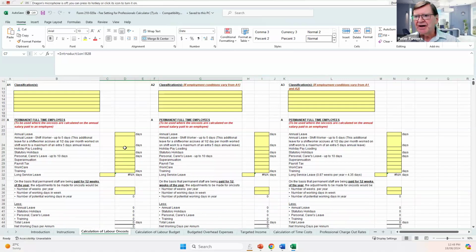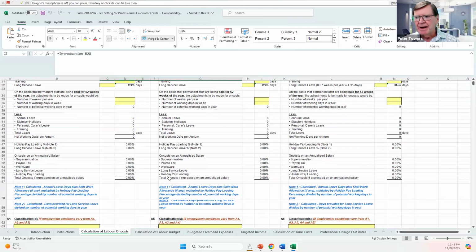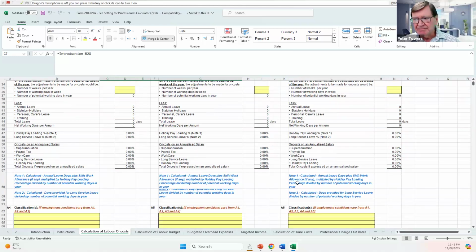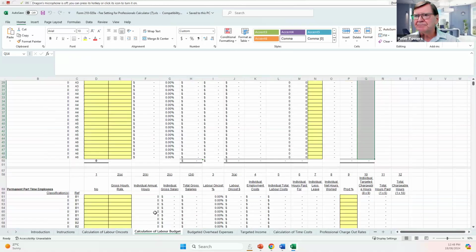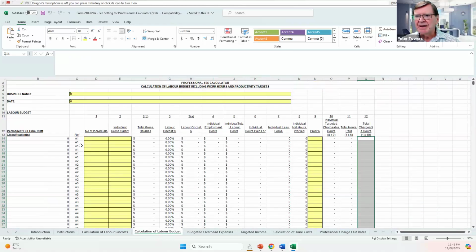But what we're trying to calculate here is what is the overhead factor for each group of employees. So you go through and do that. And we have similar charts there for use with casual and semi-permanents. We can then move through to the labour budget.